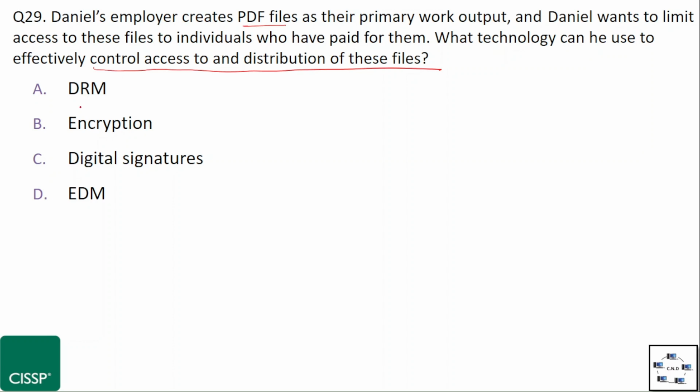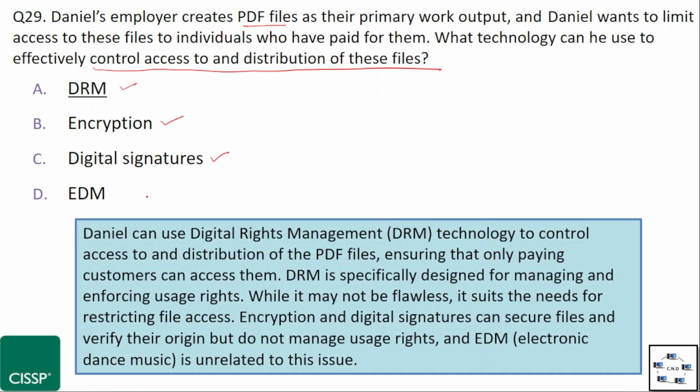And the options are option A, DRM, digital rights management. So this seems like the right option. Option B, encryption. Option C, digital signatures. And option D, EDM. And the correct option is option A, DRM, digital rights management.